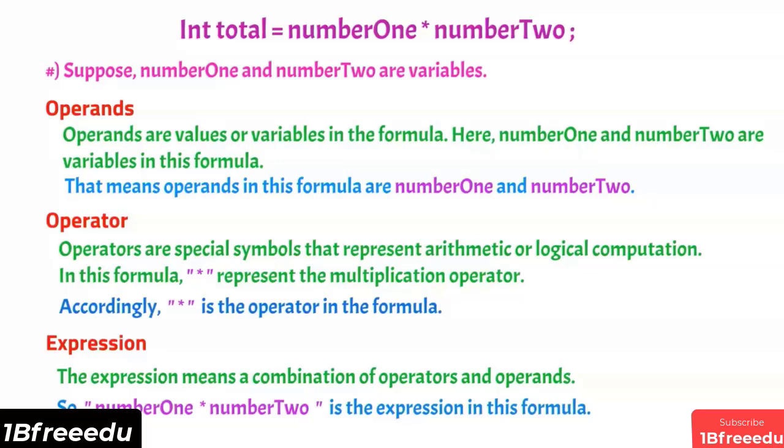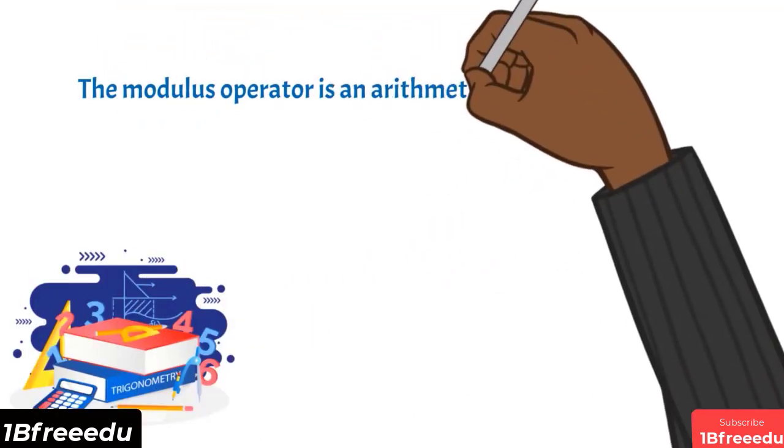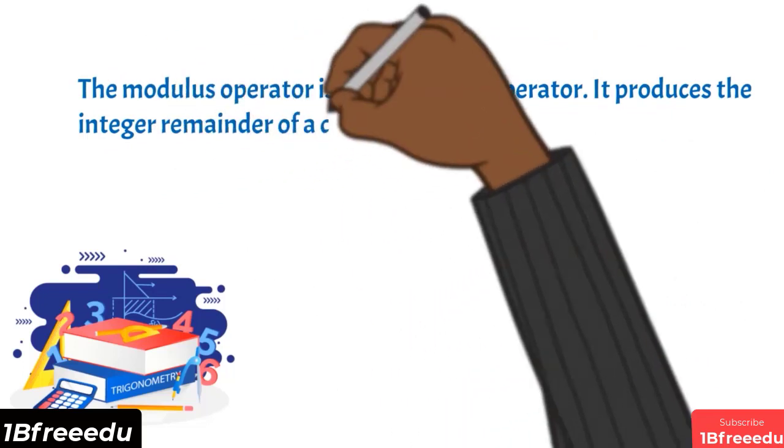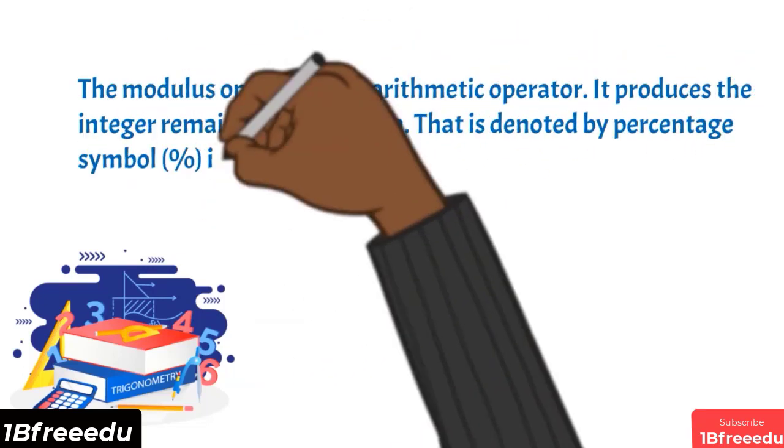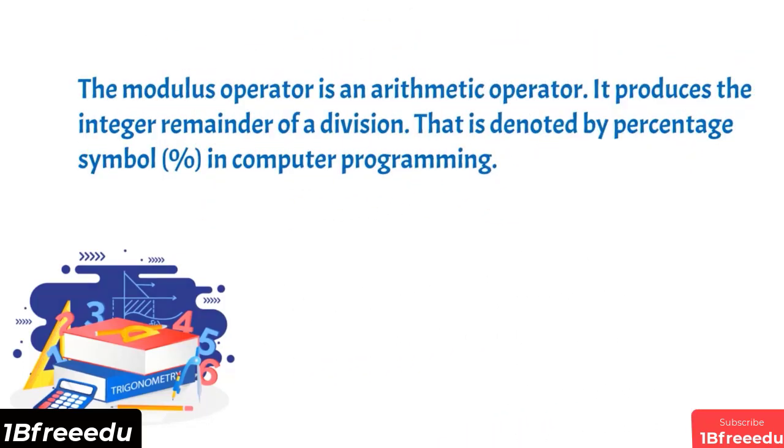Okay guys, in this video we discussed operator, operands and expression. In the next video, we will discuss modulus operator. The modulus operator is an arithmetic operator. It produces the integer remainder of a division and is denoted by percentage symbol in computer programming. Let me show you an example for the modulus operator.